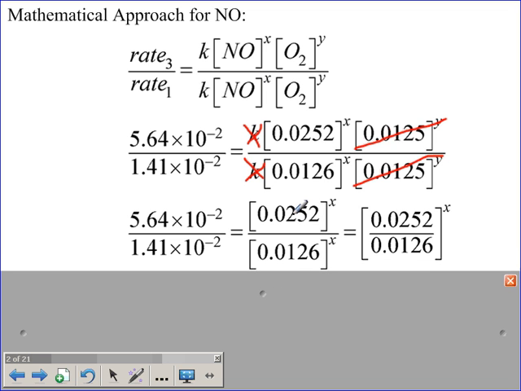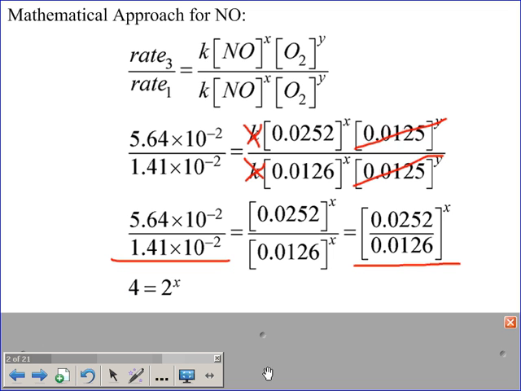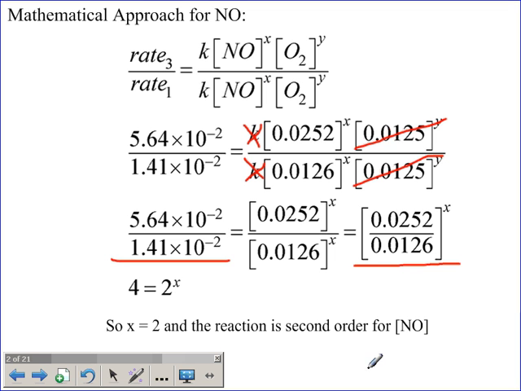And remember that when you have a fraction, both top and bottom to the same exponent, you can rewrite it as the whole fraction raised to that exponent. So the ratio of my 2 rates equals the ratio of these 2 concentrations to the x power. A little bit of calculator work, 4 equals 2 to the x. So x has to equal 2, and the reaction is second order for NO.